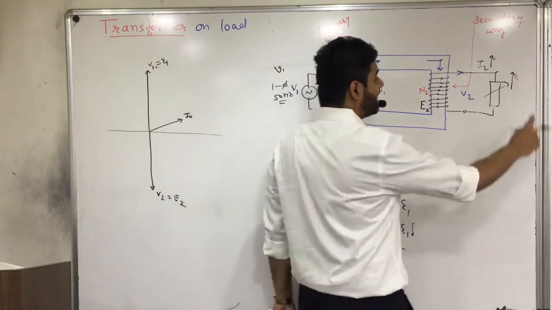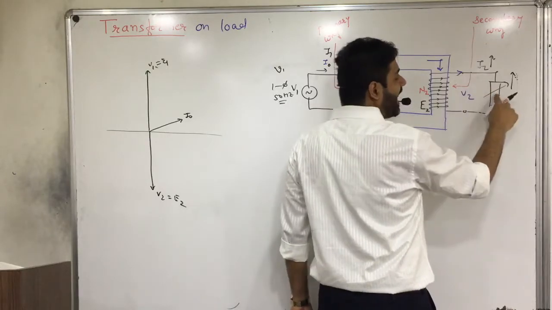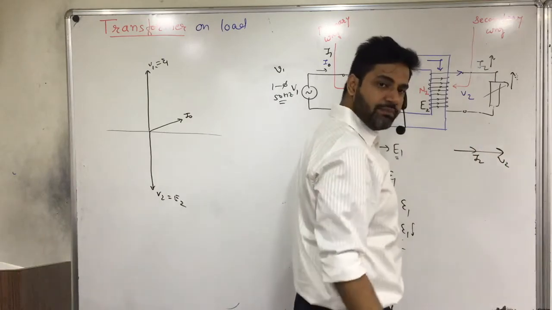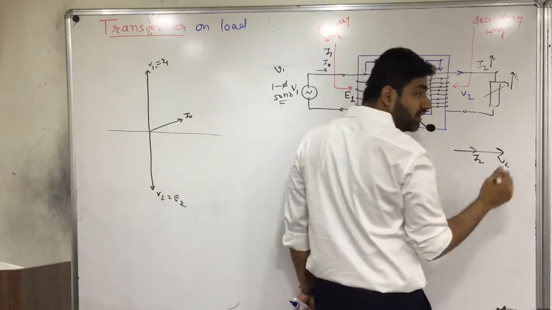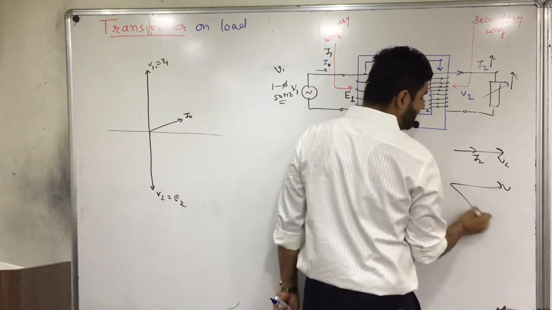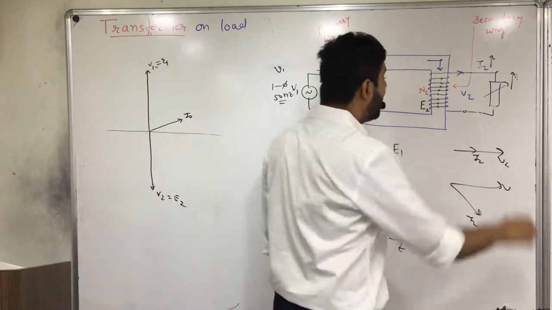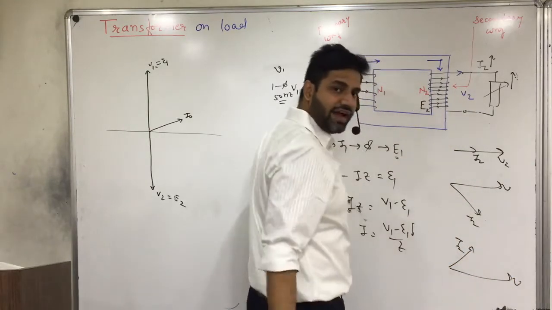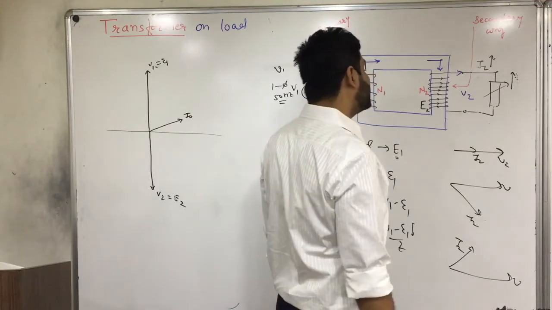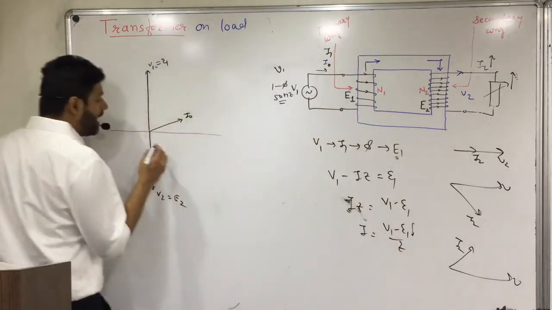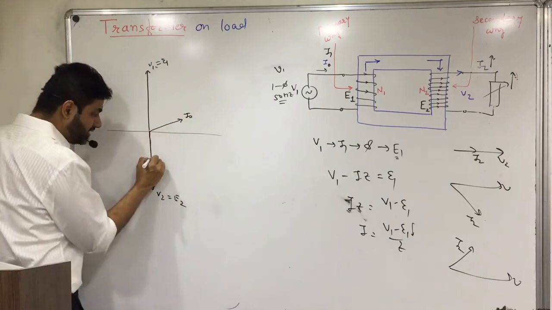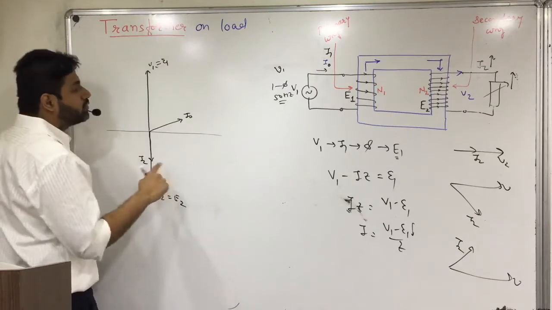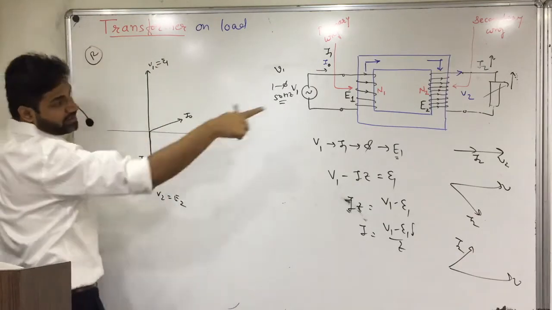Now guys, V2 is here. If the load is a pure resistor, then V2 and I2 will be in phase with each other. If I have an inductive load, I'm not saying pure inductive, then V2 is like this and I2 is like this. And if I have a capacitive load, V2 is like this and I2 is like this. Fine. Is it clear? So if it is a pure resistive load, I'll have I2 in this direction, so this becomes my I2, which is in phase with V2. Fine. Okay. So this is for a pure resistive load over there.